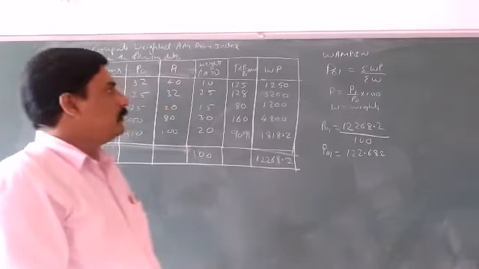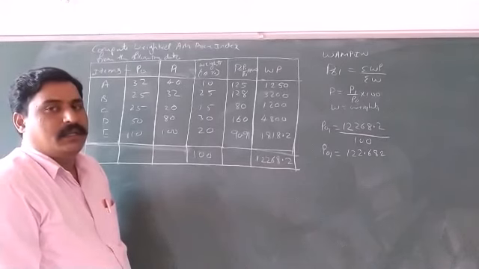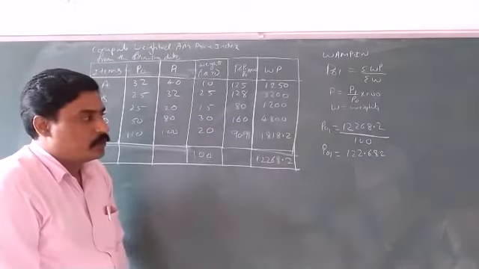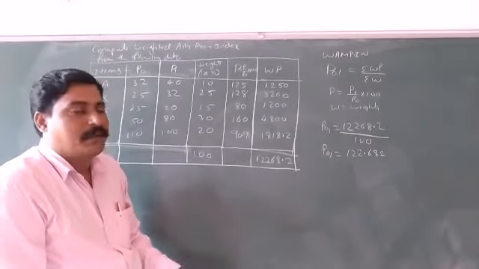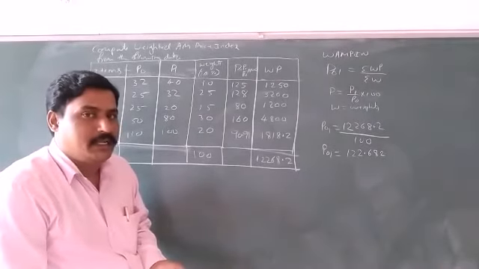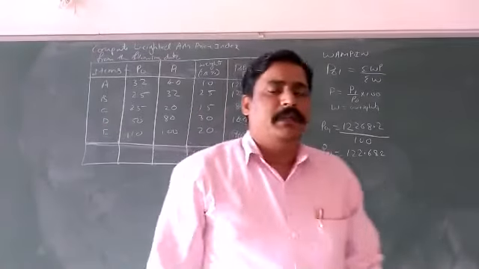So, weighted arithmetic mean price index number for the given data here is 122.68. So, compared to base year 2018, the price index number for the year 2020 is 122.68. That means here in the current year price level has increased by 22.68%.